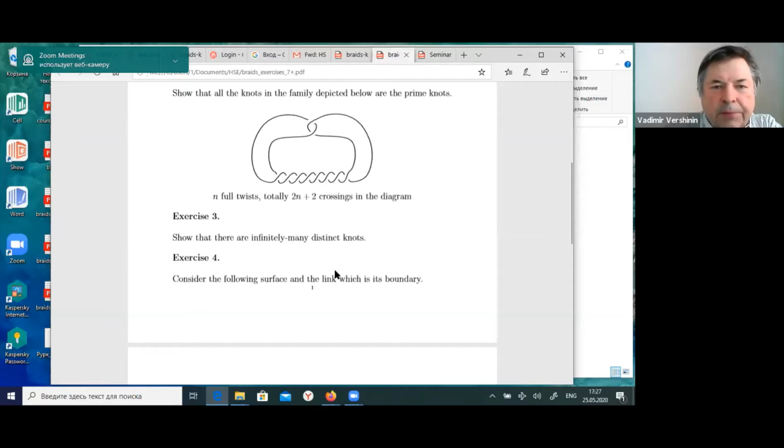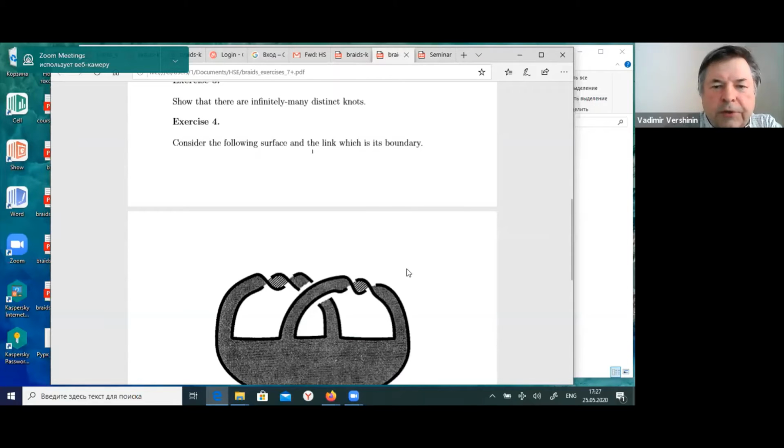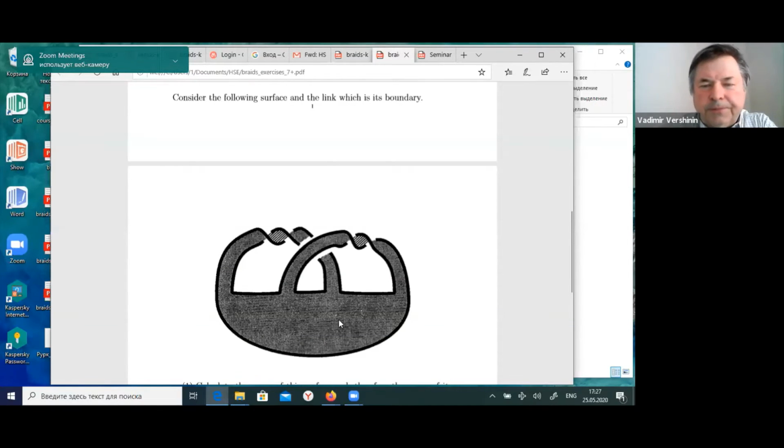If there are no questions, let us consider, actually this example was the result of our discussion that we had last time about the Seifert surface genus, Reidemeister moves, and so on. So let us consider the following surface. Natalia, did you look at this surface?